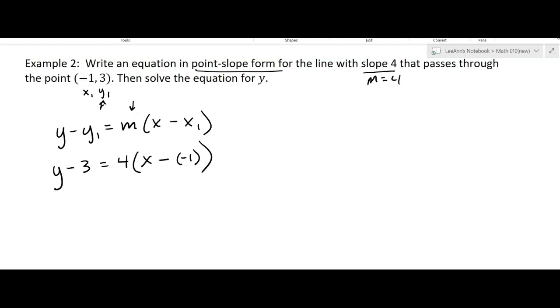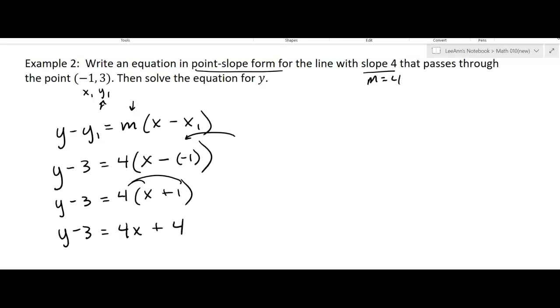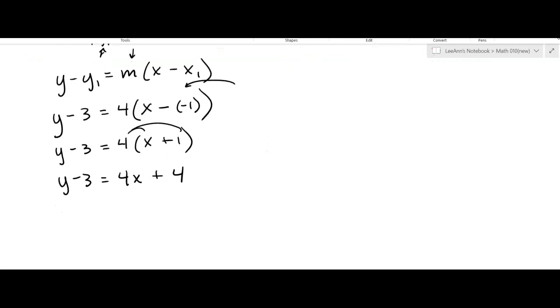Okay. Now usually if the parentheses over here has like a minus minus thing going on, I like to take care of that right away. So I'll make that x plus 1. Then I'm going to do the distributing. It should tell you what I'm doing here. It says solve the equation for y. So in other words, they want you to get y by itself. So I did that. I'm simplifying here on the right hand side. I distributed. Now I'll add 3 to both sides because I'm trying to get y by itself. y equals 4x plus 7.